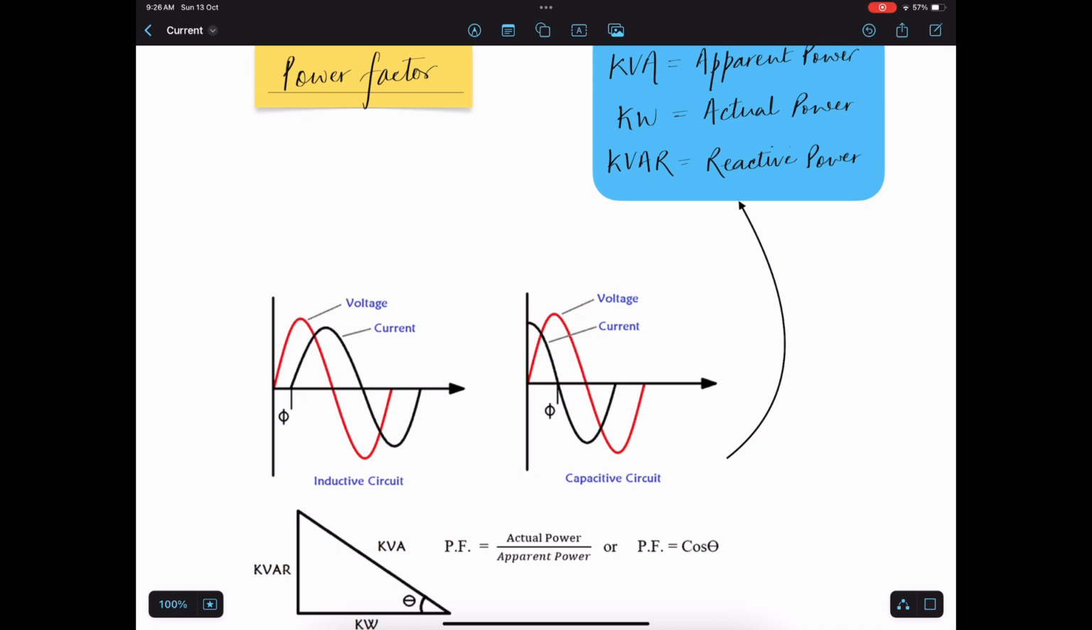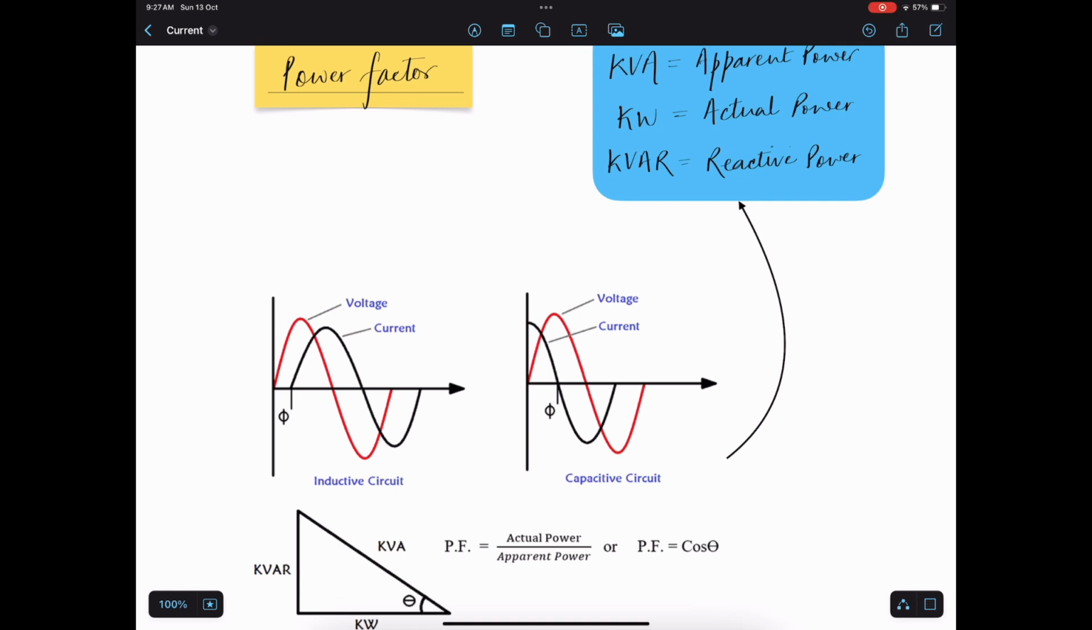In AC systems, the power factor is an important concept that measures the efficiency of power usage. It is defined as the ratio of real power, or the actual power, which does the actual work, to the apparent power, which is supplied to the circuit, and it is shown with cos theta. A high power factor indicates efficient use of electricity, whereas a low power factor suggests wasted energy. Power factor correction is often used in AC systems to improve efficiency and reduce energy losses.